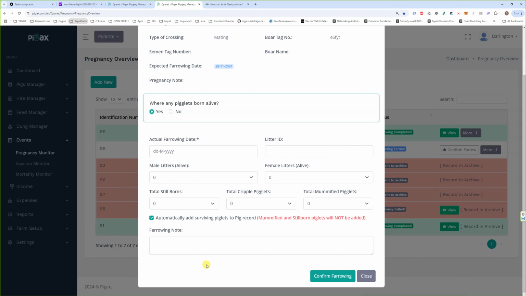Okay, so I get it. I just want to be sure that we're not focusing on the pregnancy monitor stage for this meeting, the process before we get to the form.